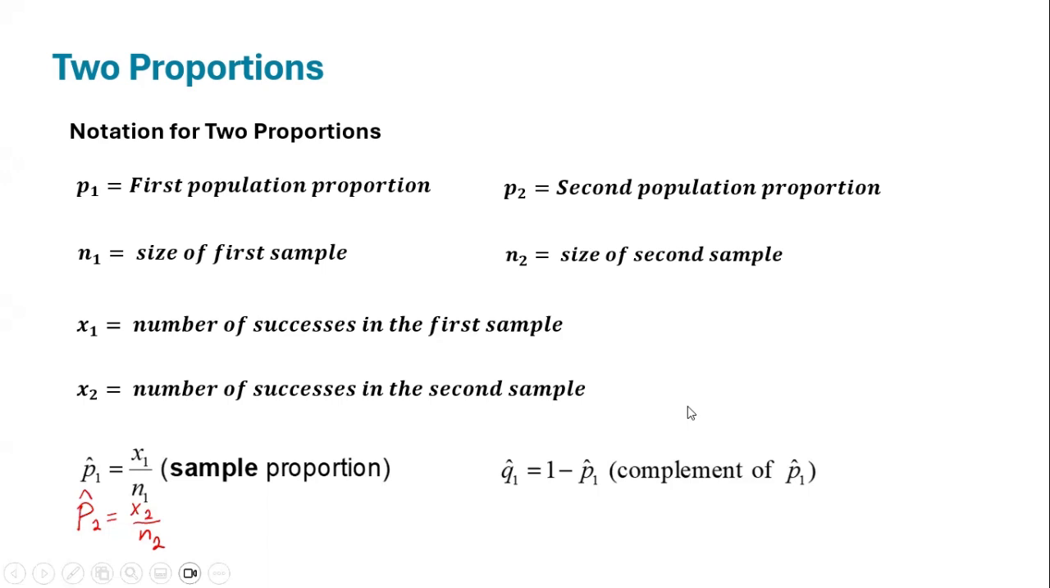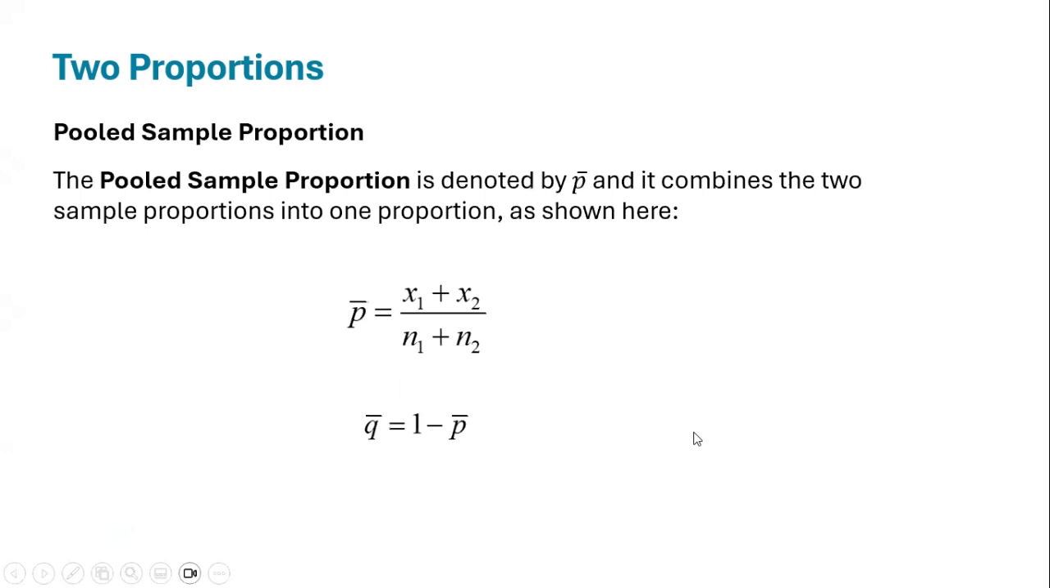After learning about the notation, now we want to start a hypothesis test. In any hypothesis test, in the null hypothesis, we always assume that the population proportions are the same. It means P1 is equal to P2. So we don't want to assume that the two samples have a different proportion. We find the pooled estimate proportion.